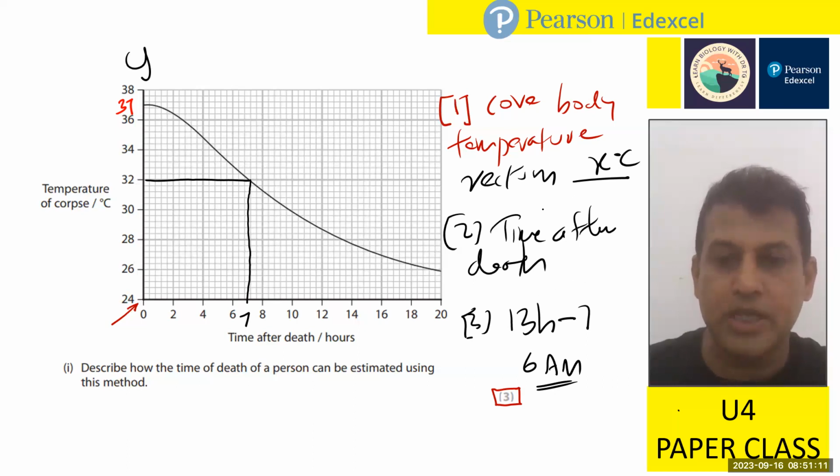You should be able to describe complete information so that even someone else can follow it to get the 3 marks. But most students, when they write this kind of answer, don't provide enough information, and there is a chance of losing marks and not getting the 3. For example, the typical answer is: just get the temperature on the y-axis, draw a line and get the time after death from the x-axis. That only describes this one step, and this one is missing. So you are losing marks if you don't describe this.